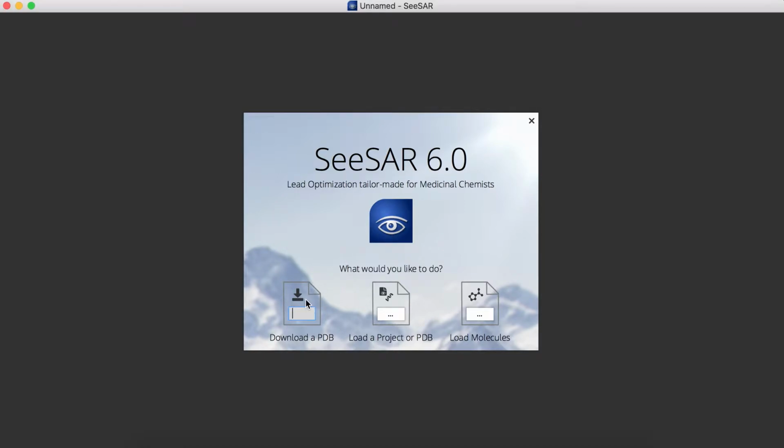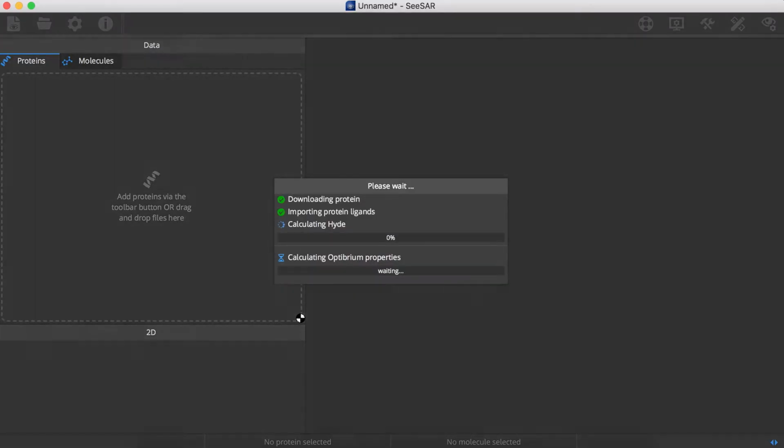You can either download a PDB from the PDB website, from your hard drive, or you can also use SeeSAR in ligand-based fashion by simply loading a molecule and editing it. The PDB code of the complex we will be studying is 3IPH. It's a P38 Map Kinase.